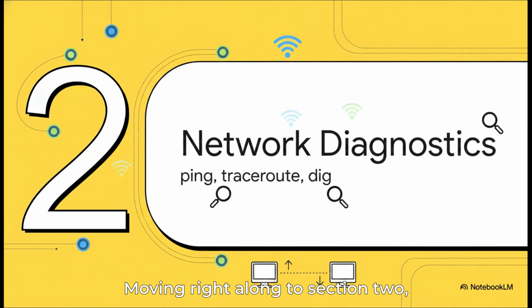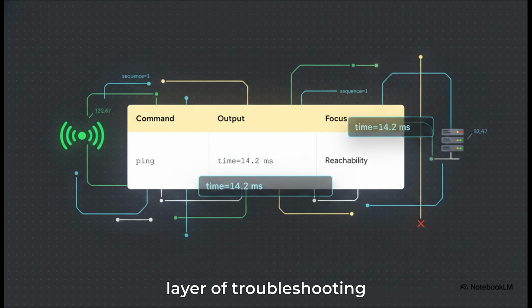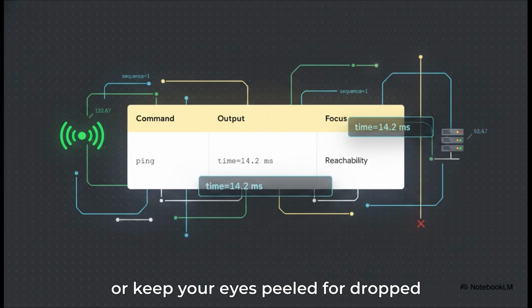Moving right along to Section 2, Network Diagnostic Commands. We're looking at ping, traceroute, dig, and netstat. Okay, so our first layer of troubleshooting starts exactly where pretty much every user complaint begins, right? Network connectivity. The ping command is your absolute baseline. It sends a tiny little packet to a destination just to confirm, hey, can my Mac actually talk to this address? But a pro tip here, don't just look to see if it responds. Actually watch that time metric to monitor the packet response time for latency, or keep your eyes peeled for dropped sequence numbers, which obviously means packet loss.